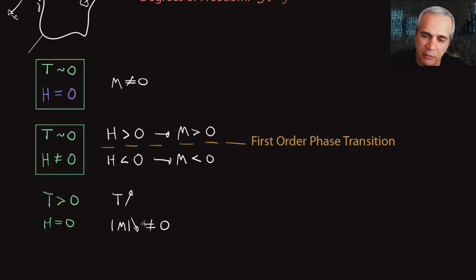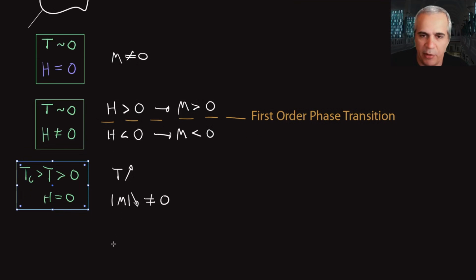That goes on up to some critical temperature, which is exactly defined by this condition. As I increase my temperature, the magnetization goes down, but it's still not 0. At that critical temperature, there is another situation. At some point, I will go over that critical temperature. So now T is bigger or equal to this critical one. The external field is still 0.